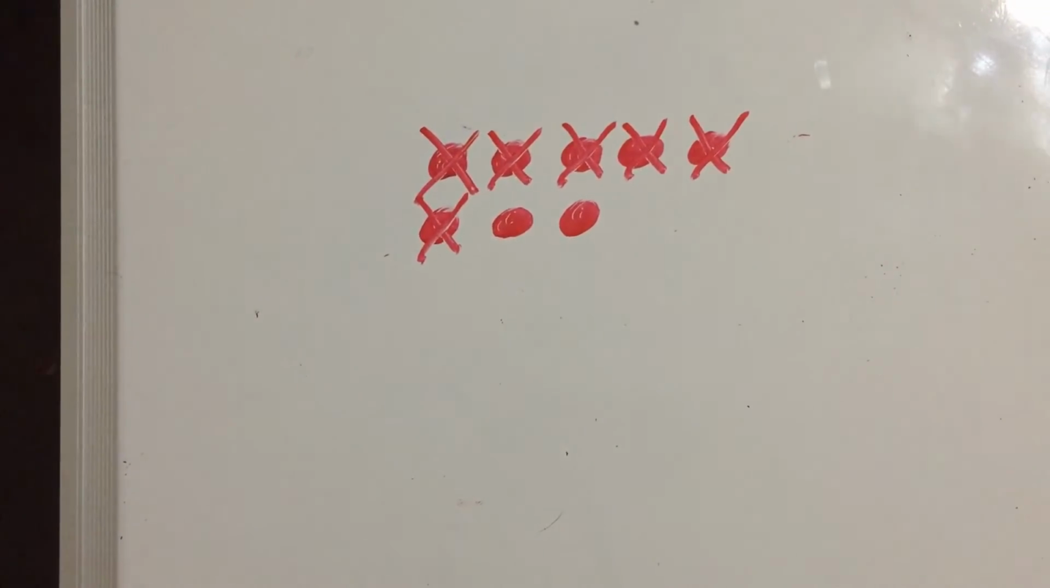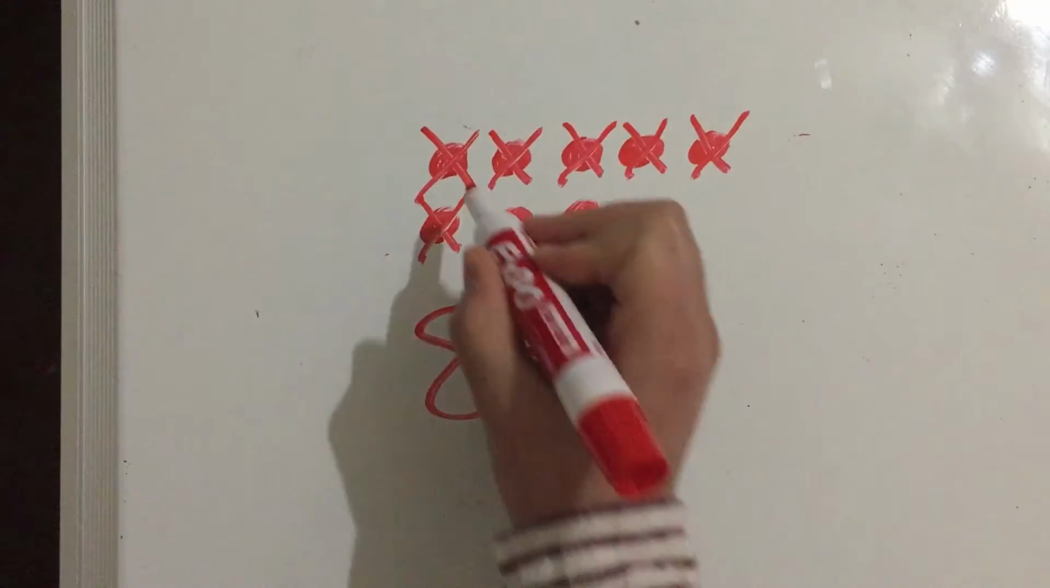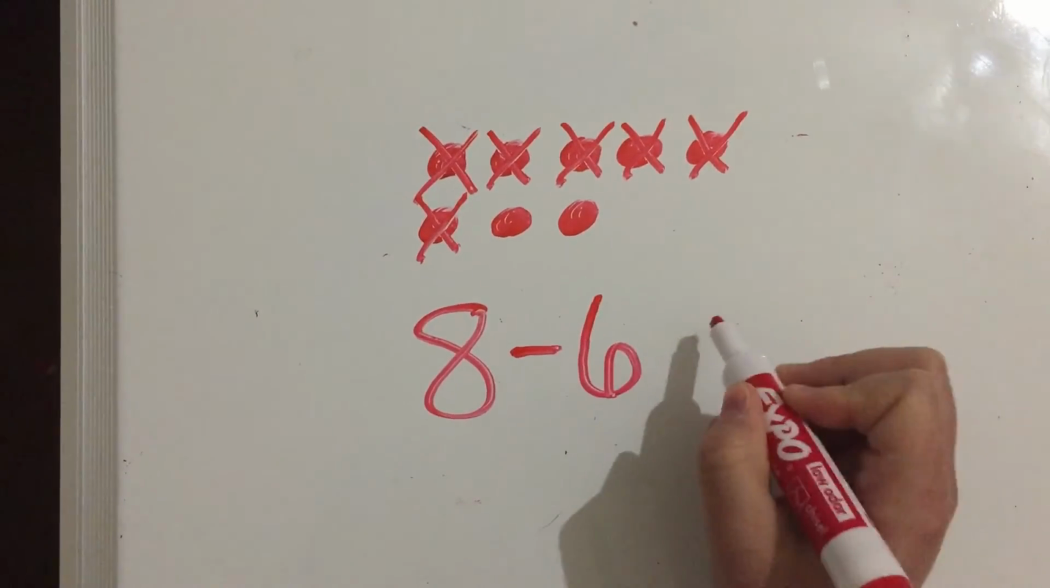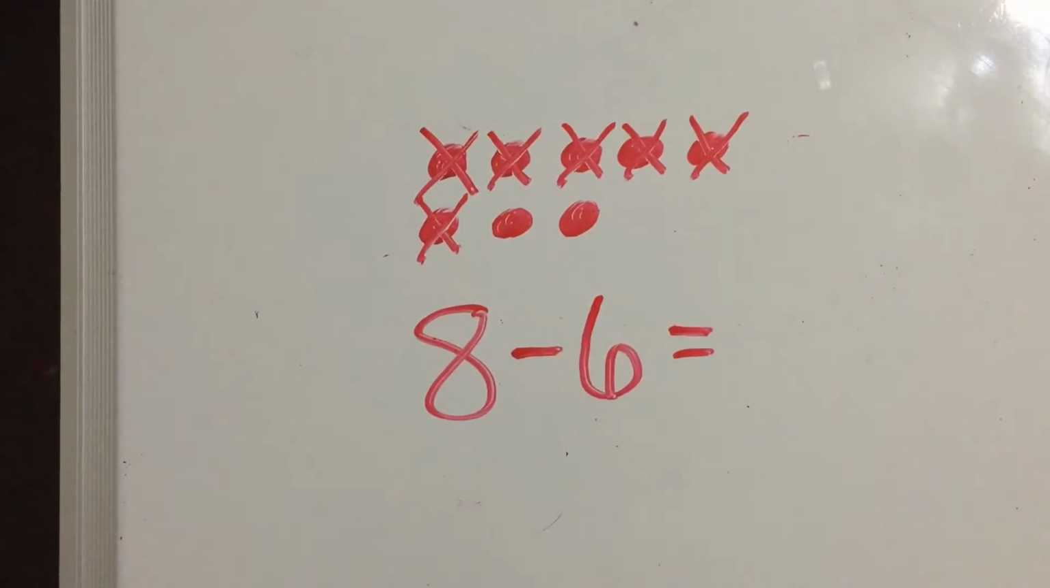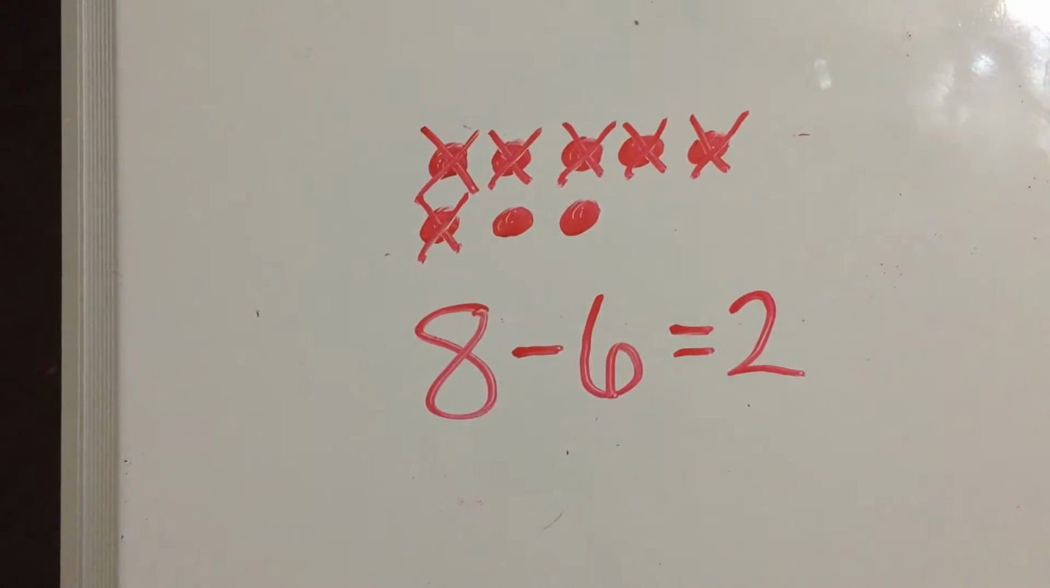Okay, let's write a number sentence to match what we just did. We started with 8 minus, we took away 6, equals, how many do we have left? 2. Great work. Now let's bring our number bond in.